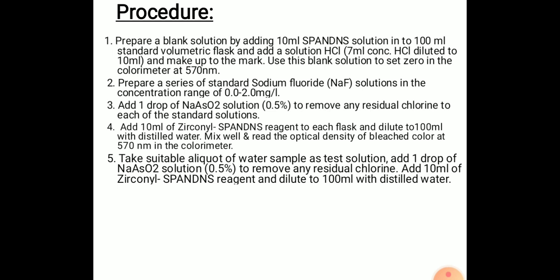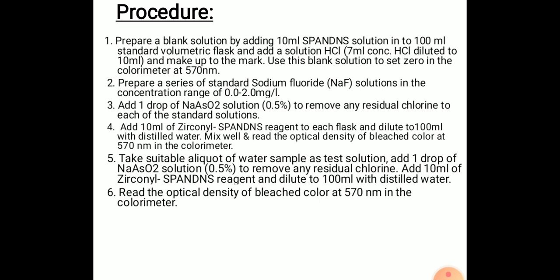After this we take a suitable aliquot of water sample as a test solution, and add one drop of sodium arsenate solution to remove residual chlorine. Next we add 10 ml of zirconium SPADNS reagent and dilute to 100 ml with distilled water. The next step is to read the absorbance, or optical density, of the bleached color due to fluoride ions at 570 nanometer in a colorimeter.